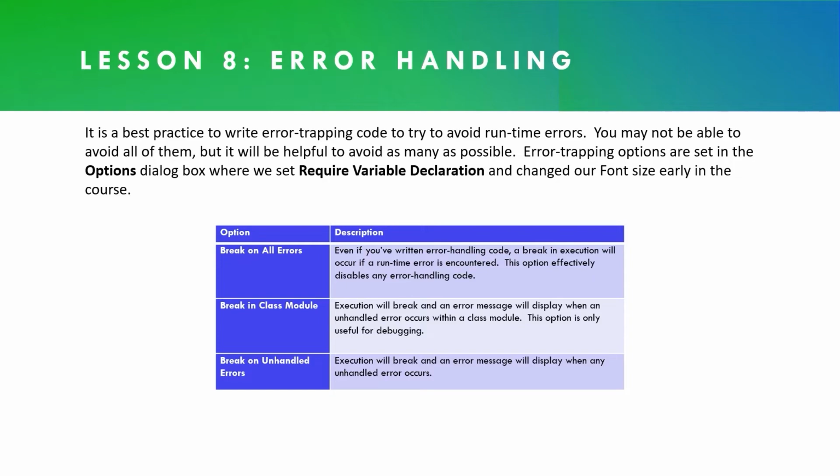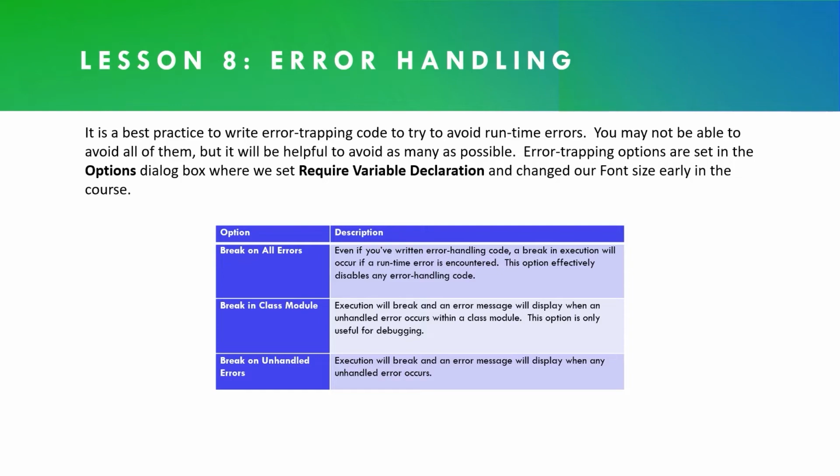The options for error trapping are to break on all errors. This means that even if you've written error handling code, it's going to break anyway. It's going to stop the execution of the program and bring you back over to the editor with the error message. So that option disables any error handling code you may have written. Break in class module is the second option. This will break and an error message will display when an unhandled error occurs within a class module. This option is only useful for debugging.